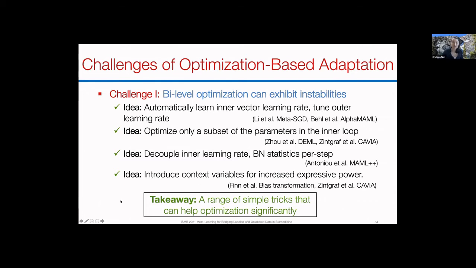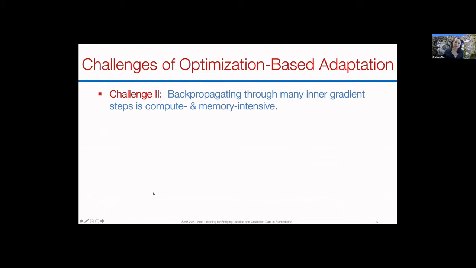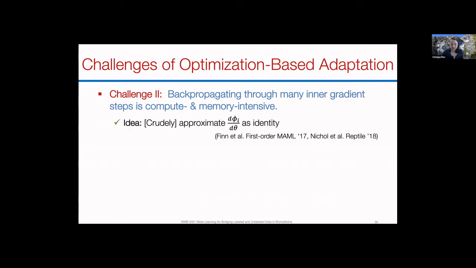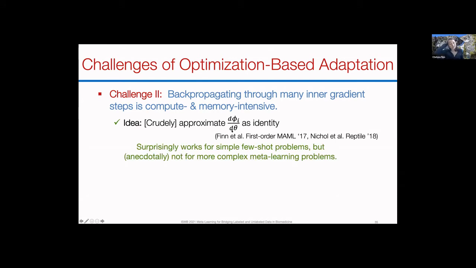Another challenge that can come up is that if you have a lot of inner gradient steps, this can be compute and memory intensive because you need to store the full computation graph of running that inner optimization. There are two ideas that can help with this. The first idea is that instead of storing all of those inner gradient steps and then backpropagating from your updated task parameters phi i back to theta, you can crudely approximate this Jacobian as the identity. This is incorrect, it is not an identity matrix, but surprisingly it works fairly well for simple few-shot problems. This is known as first order MAML or Reptile, and it corresponds to a first order optimization rather than the full second order optimization.